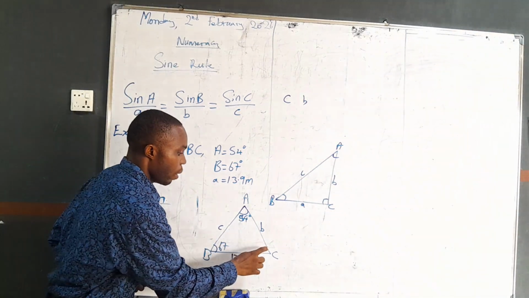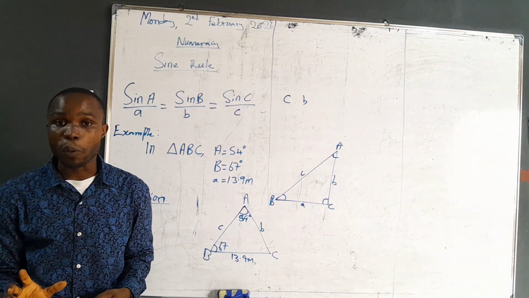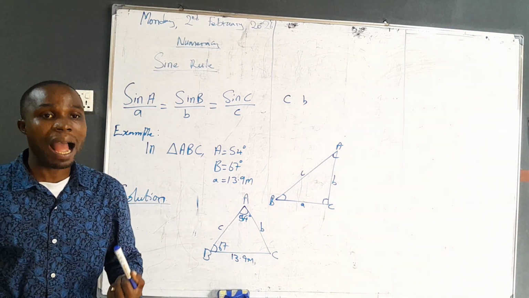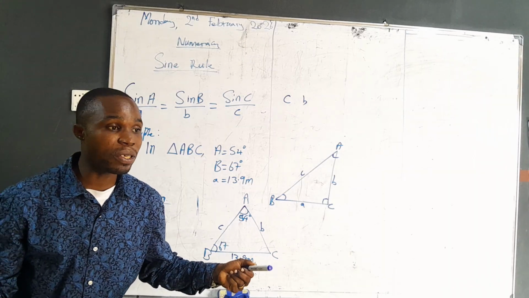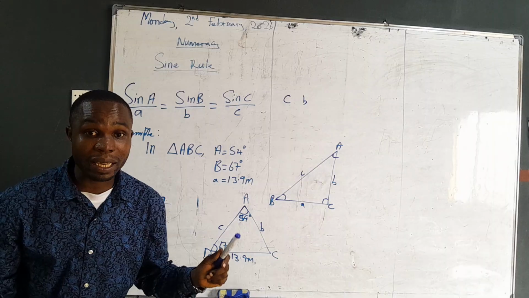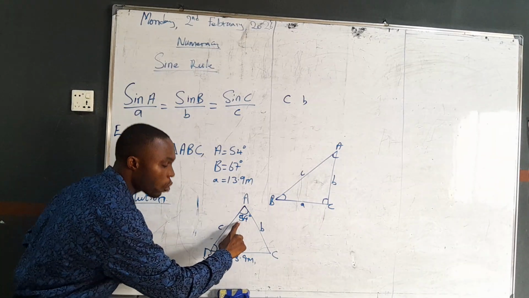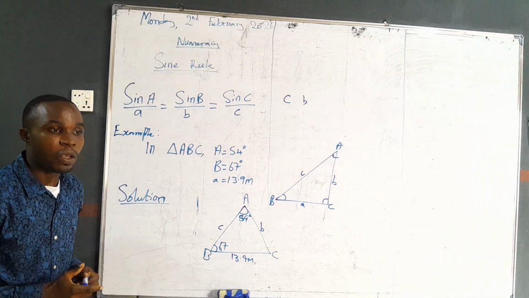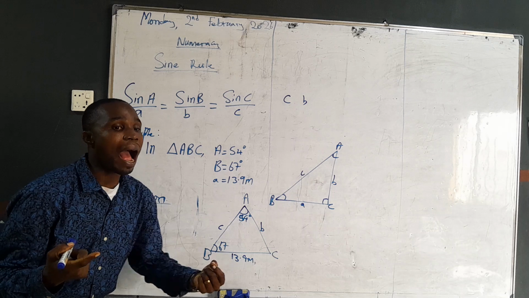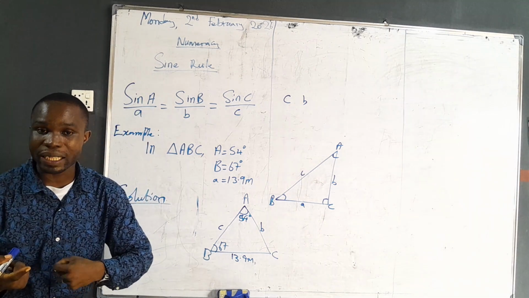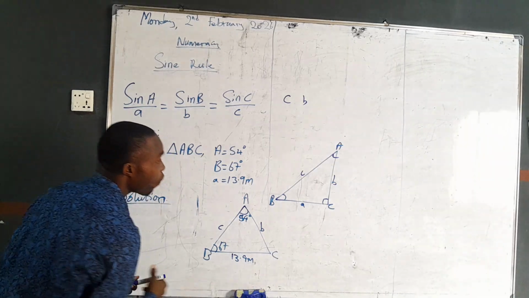Now, the first thing we will do is look for this angle C. And that is very simple. You remember that the sum of angles in a triangle is 180 degrees. Is that correct? So now, we are given two of the angles, which means if we take the sum of the two angles we are given and subtract it from 180, we are going to have the third angle. So let's look for angle C.